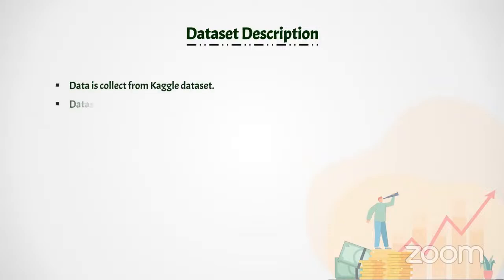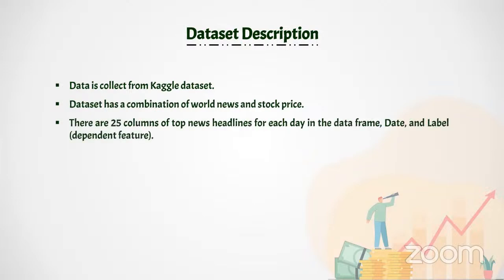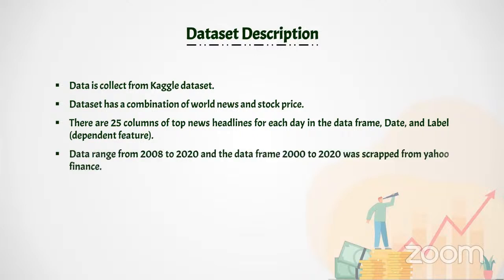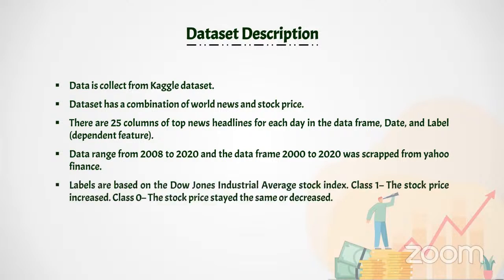Dataset description. Our dataset is collected from Kaggle. The dataset has a combination of world news and stock prices. There are 25 columns of top news headlines for each day in the data frame, along with the label. The label is the dependent feature of our dataset. Data ranges from 2008 to 2020, and the data frame from 2000 to 2020 was scraped from Yahoo Finance. Labels are based on the Dow Jones Industrial Average stock index. Class 1 represents the stock price increased, and class 0 represents the stock price stayed the same or decreased.